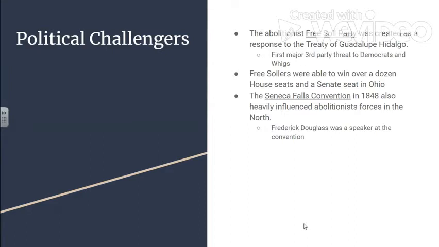In 1848, of course, the Seneca Falls Convention, the Women's Rights Convention, focusing on the issue of women's suffrage, really kind of fans the flames of abolition. Frederick Douglass was a speaker at the convention, obviously being the most famous abolitionist of the antebellum time period. And so with Seneca Falls and the Free Soil Party, you really start to see the forces of abolition now having a voice. They're not going to take a backseat to the Democratic Party. They're going to begin to challenge the Democratic Party more directly.